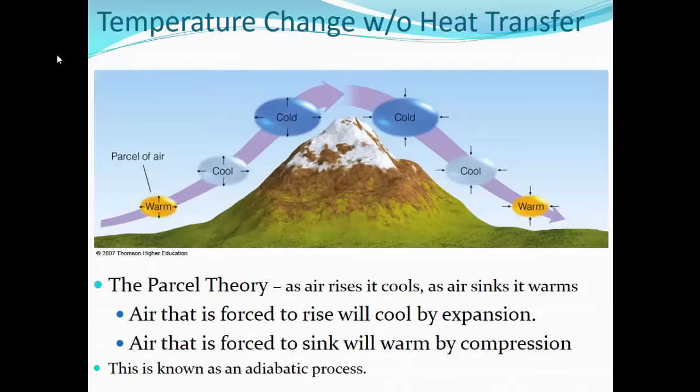So here's the parcel theory in play. Air that is forced to rise will cool by expansion. Air that is forced to sink will warm by compression. This is known as an adiabatic process. The air inside that parcel cools going up the mountainside, but no temperature change is occurring, meaning there's no heat being added or subtracted. Going up the mountainside, there's not a tray of ice sitting underneath that parcel that's cooling it off.